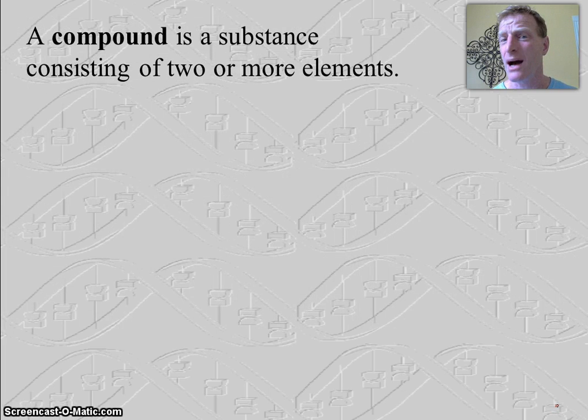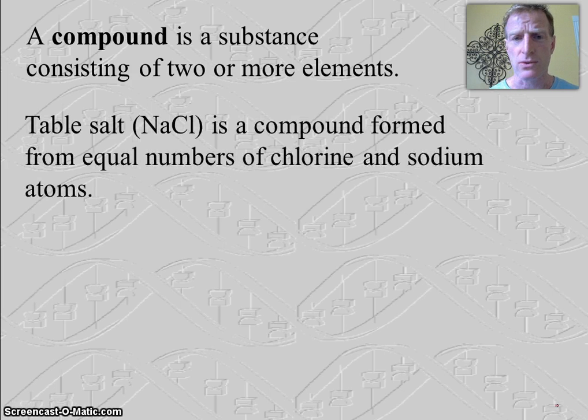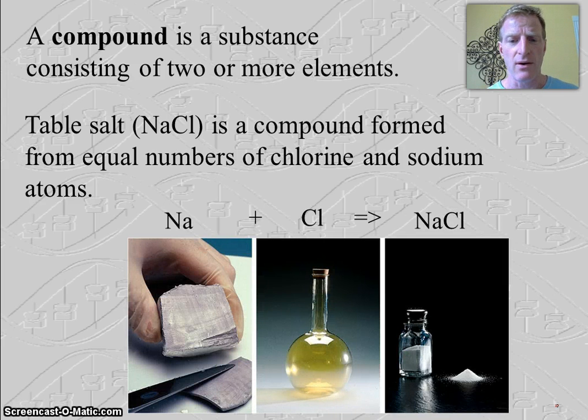So again, a compound is when atoms combine to form compounds or molecules. A good example, an easy one, is table salt. Table salt is just a sodium and a chloride. If you take sodium, which the chemical formula for that is Na, combine it with chlorine, which is a deadly gas, Cl, they combine to form sodium chloride, NaCl.